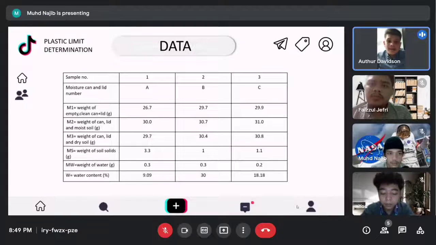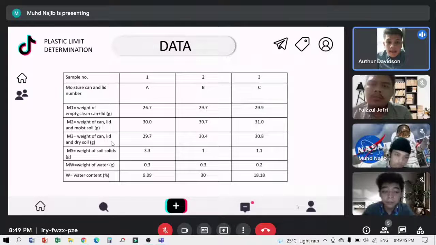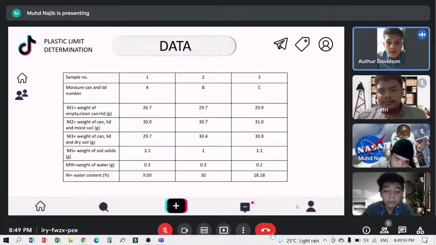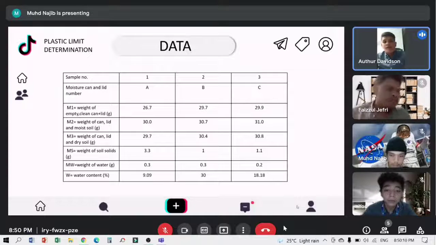Next, for plastic limit, we only carried out 3 samples, and we recorded the weight of empty clean can with lid, weight of can, lid, and moist soil, weight of can, lid, and dry soil, weight of soil solid, weight of water, and last but not least, water content. For sample A, the water content is 9.09%. B is 30%, and last but not least, C is 18.18%. So that's all from us. Thank you.